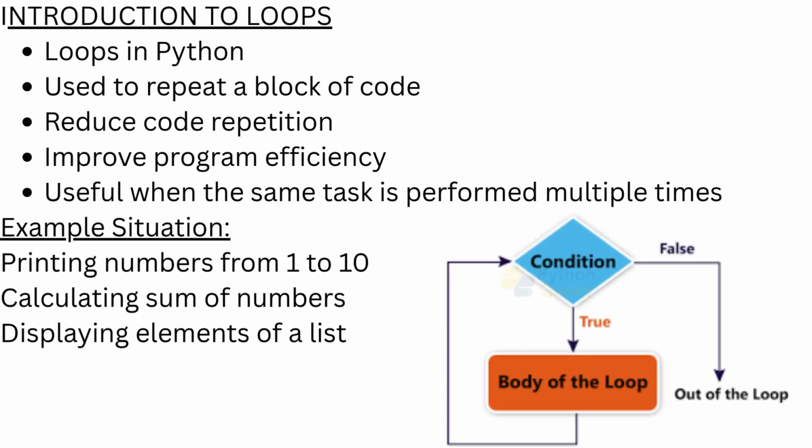Loops in Python are used when we want to repeat a block of code multiple times. Instead of writing the same statement again and again, we use loops. Loops help reduce code length and make programs more efficient. They are commonly used in tasks like printing numbers, calculating totals, and processing lists. Python mainly provides two types of loops, while loop and for loop, which we will study next.